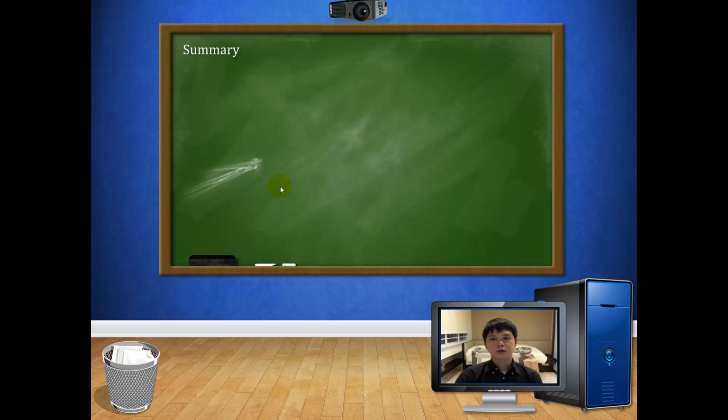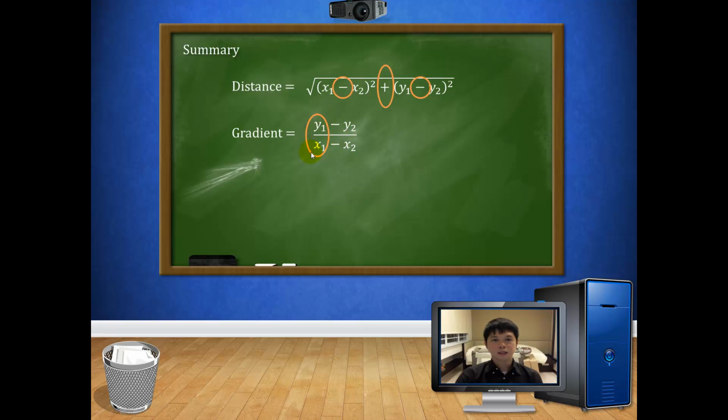In summary, we have learned that the distance formula is given by square root of x1 minus x2 squared plus y1 minus y2 squared. Now do be careful when you put the minus sign and when you put the plus sign. Next, we learned that the gradient formula is given by y1 minus y2 over x1 minus x2. And the important thing to take note of here is that both the numerator and the denominator must start from the same coordinates.